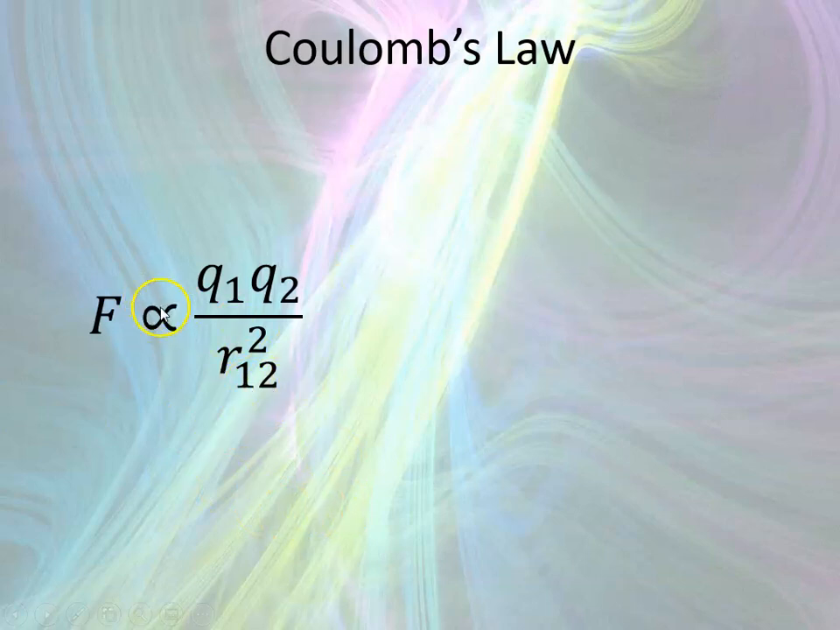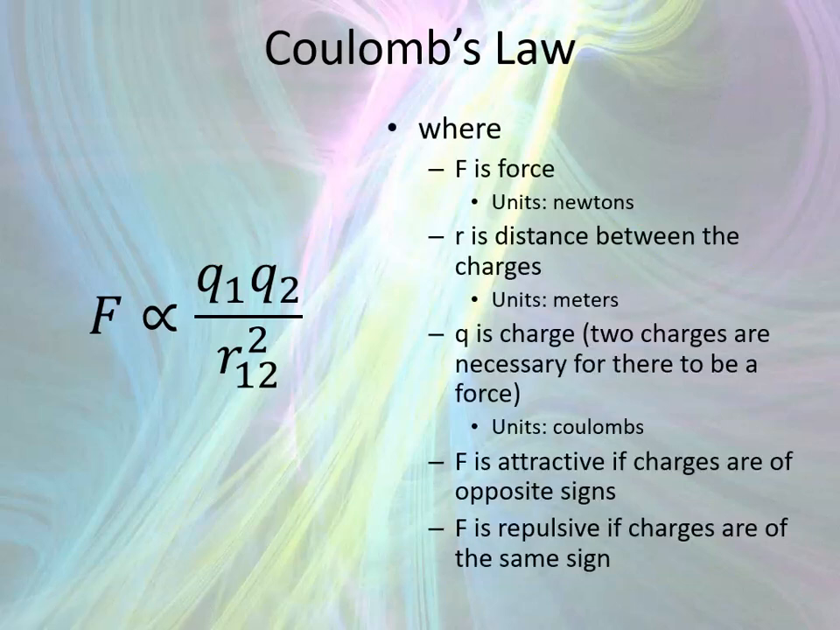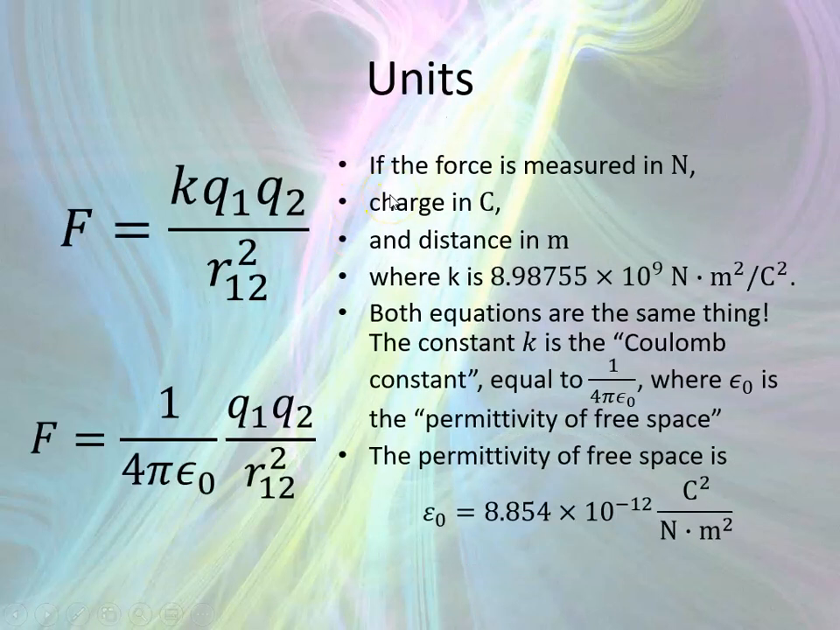Now, this proportionality symbol tells us the force is proportional to this, but it doesn't tell us what the actual force is. Well, the proportionality constant was found by experiment, and if you put the charge units in coulombs, the distance units in meters, and the force units in newtons, it is found that the proportionality constant is k, which is called Coulomb's constant, and it's about 9 times 10 to the 9 Newton meters squared per Coulomb squared.